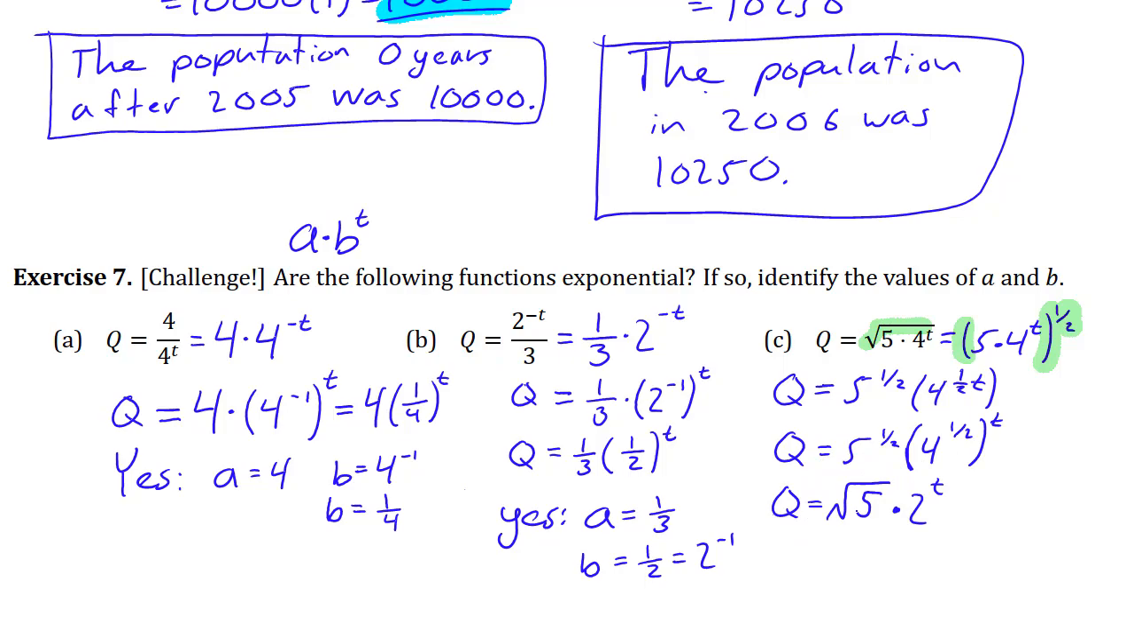So yeah, this is exponential. The a is either 5 to the 1/2, or you could write it as the square root of 5, same thing. And the b is 2. Or you could write it as 4 to the power 1/2 if you want.